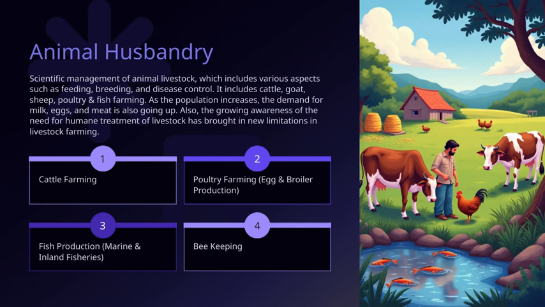Another key point is that there's a growing awareness about humane treatment of animals. This has led to new guidelines and limitations in how we farm and care for our livestock, ensuring that their welfare is prioritized. Specifically, we have different sectors within animal husbandry.